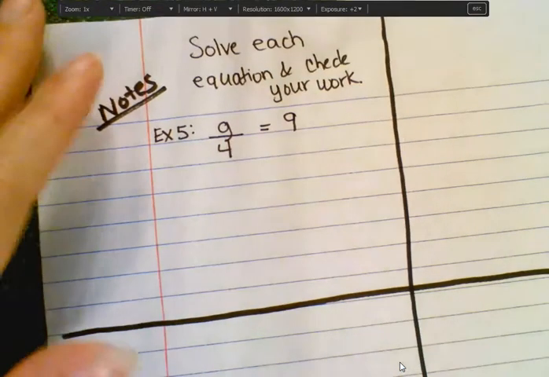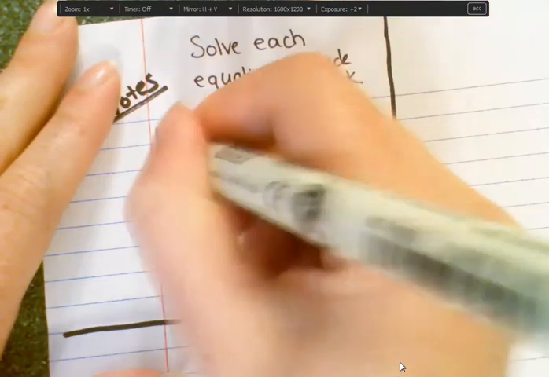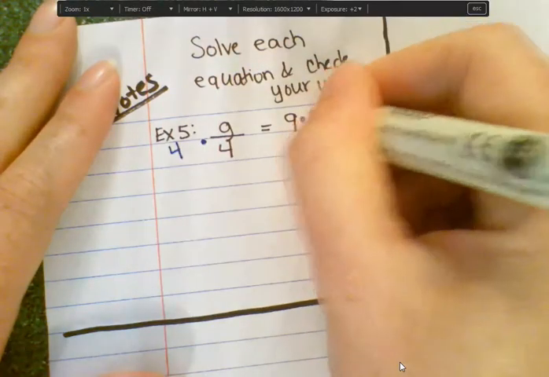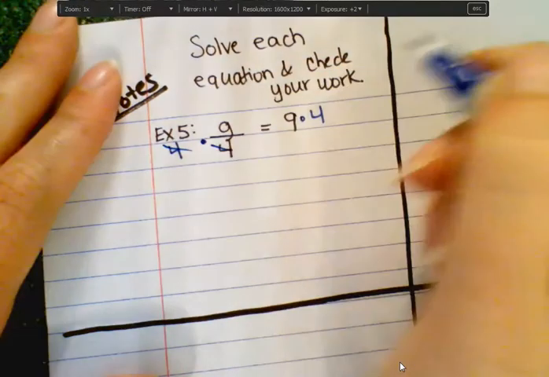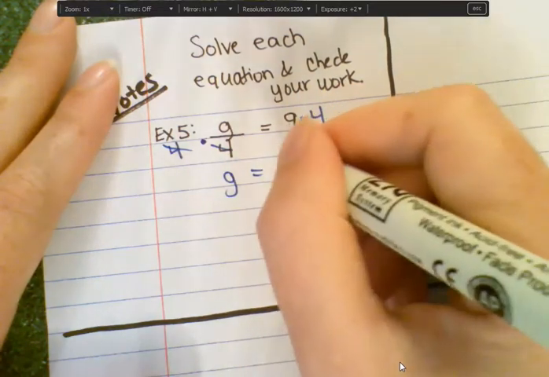Okay, so now we need to figure out how to solve for g. It's being divided by 4. So what I'm going to do is I'm going to do the opposite. I'm going to multiply both sides by 4. So the 4's get crossed out. And g equals 9 times 4 is 36.